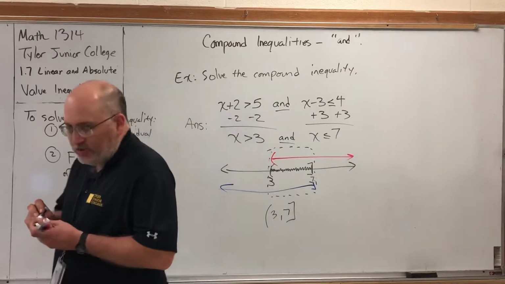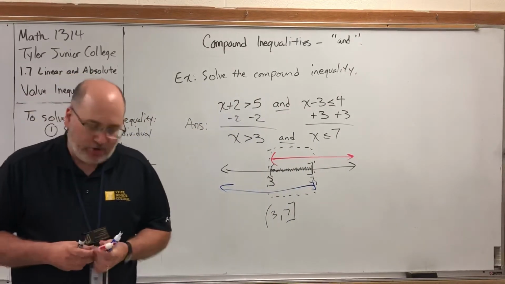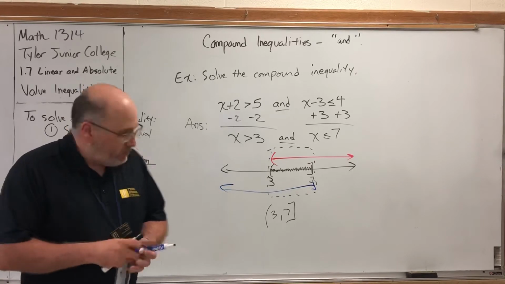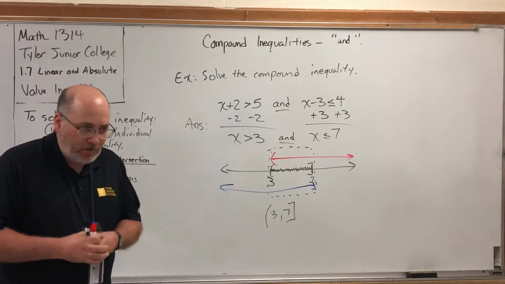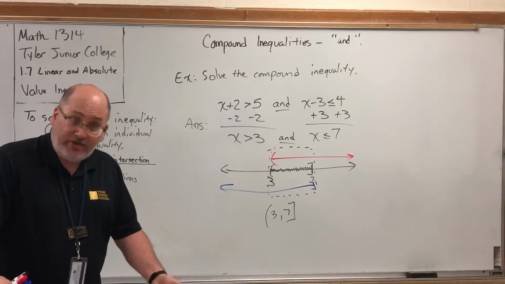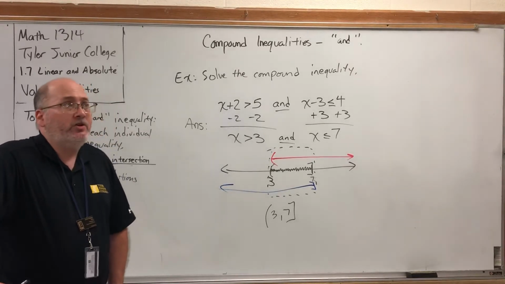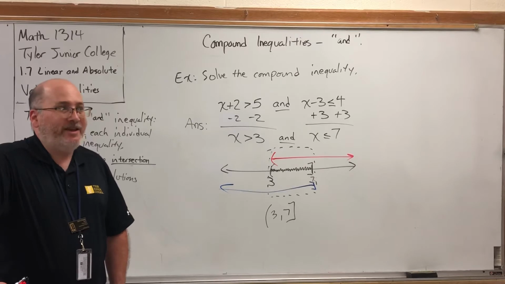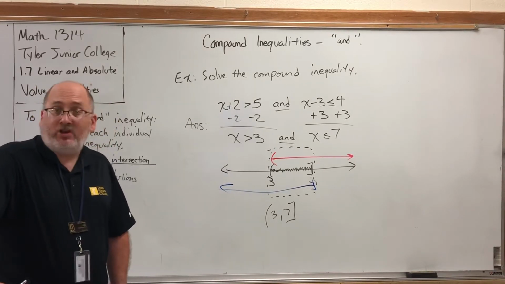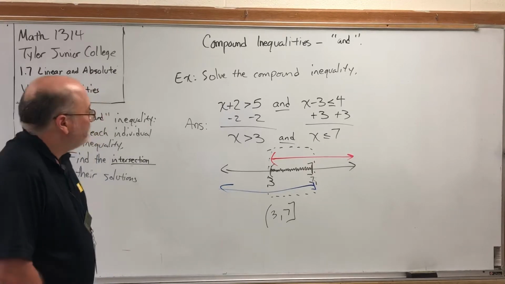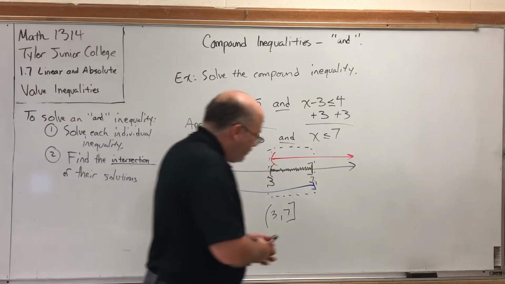So, to summarize ands and ors before I show you one more example, to find the solution to an or inequality, solve both of them and take the union of their solutions. To find the solution to an and inequality, solve both of them and take the intersection of their intervals. And what was the last thing I wanted to show you?